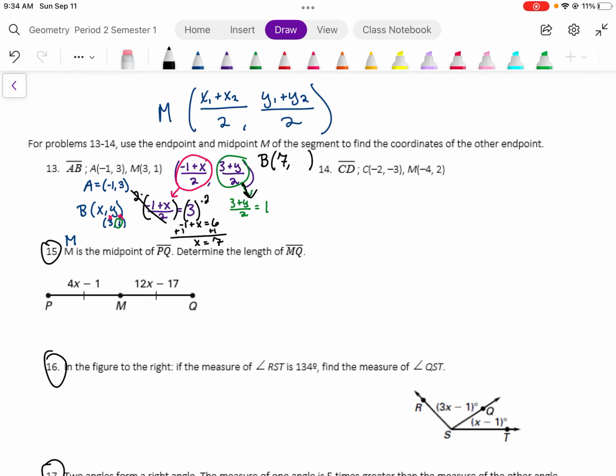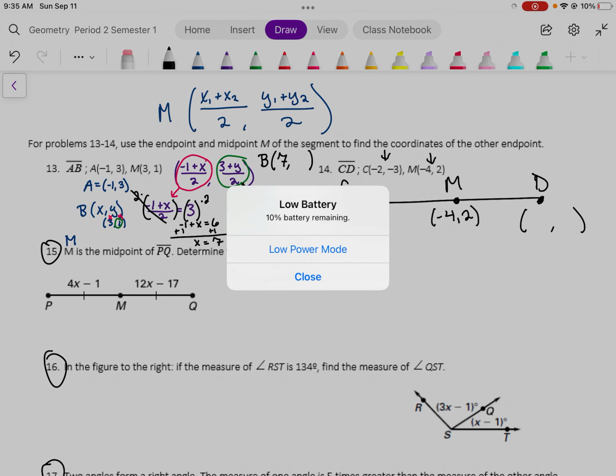So we know we're talking about a midpoint. We can draw a segment and put the midpoint in the middle and the two endpoints on the side. We can fill in what we know, so we know that point C is -2, -3, and we know the midpoint is -4, 2. We're looking for what our D value is.